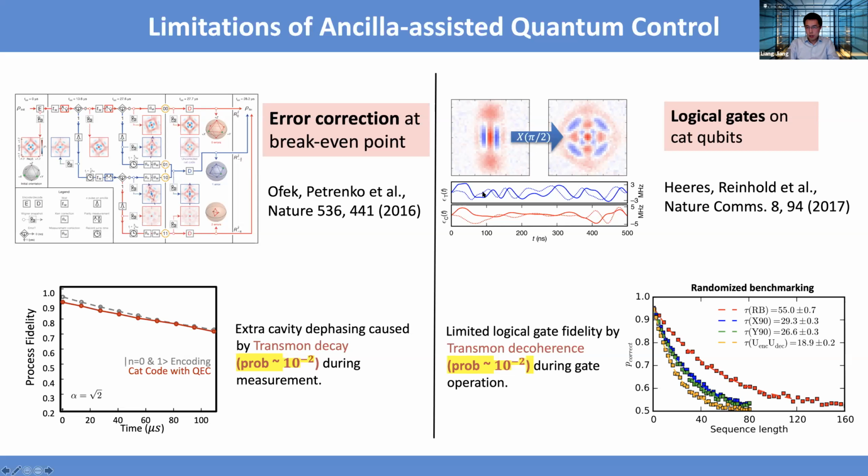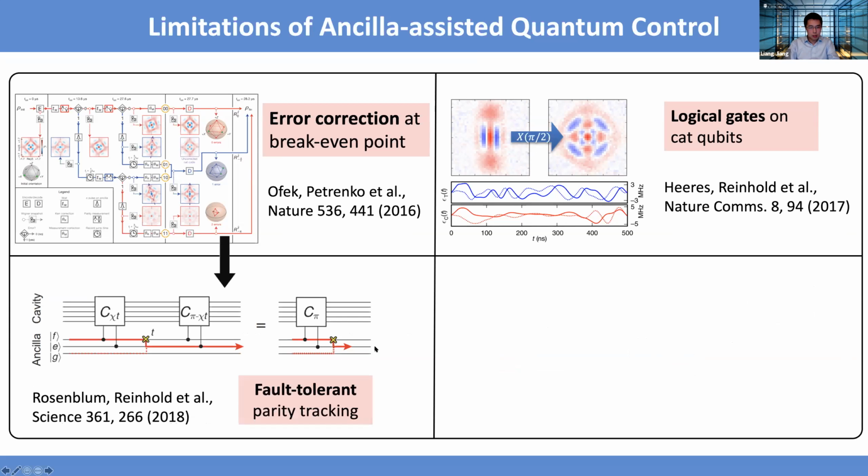Similarly, if you want to do universal control with the cavity system, you also suffer from this error, because the gate takes about a microsecond, and the transmon has a 100 microsecond decoherence, right? So there's a curse of this percent error for most of the bosonic quantum information processing experimental papers. And I think there's a way to get around it, which was first demonstrated using this fault-tolerant parity tracking.